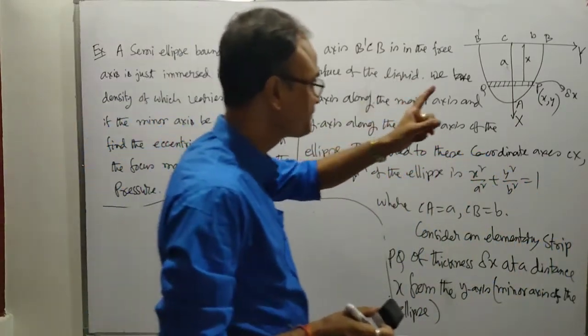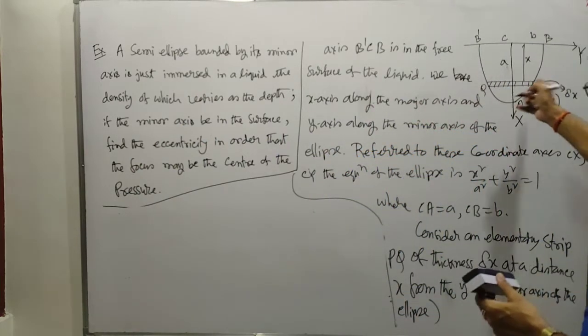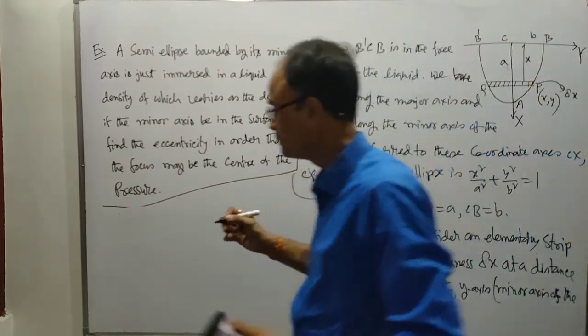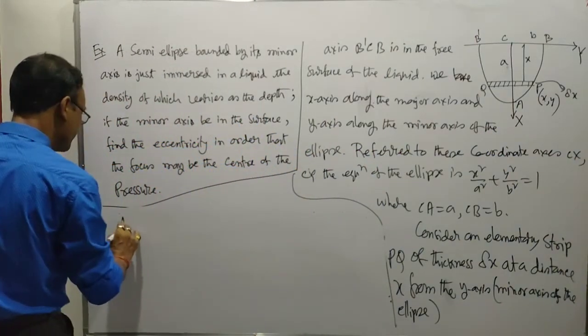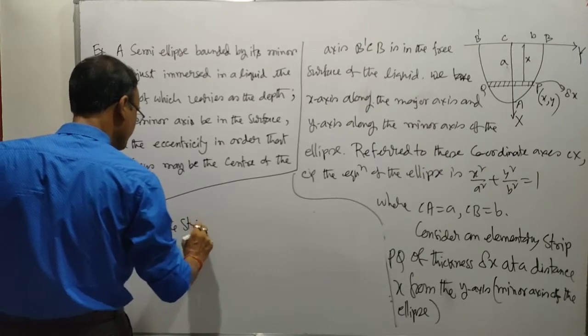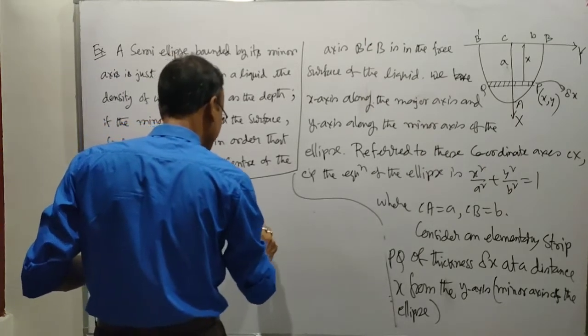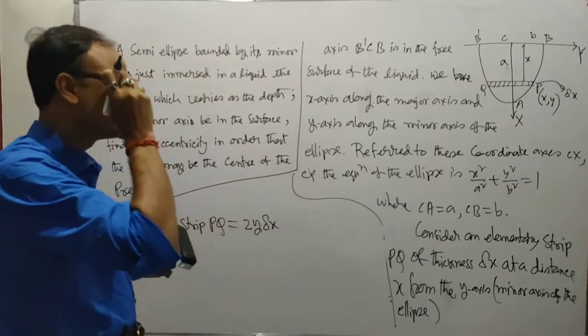Now, what will be the area of the strip PQ? Area of the strip PQ will be equal to twice y delta x. This is the area of the strip.